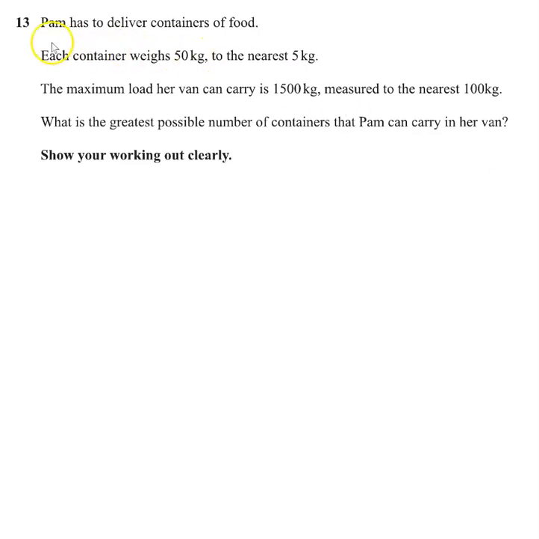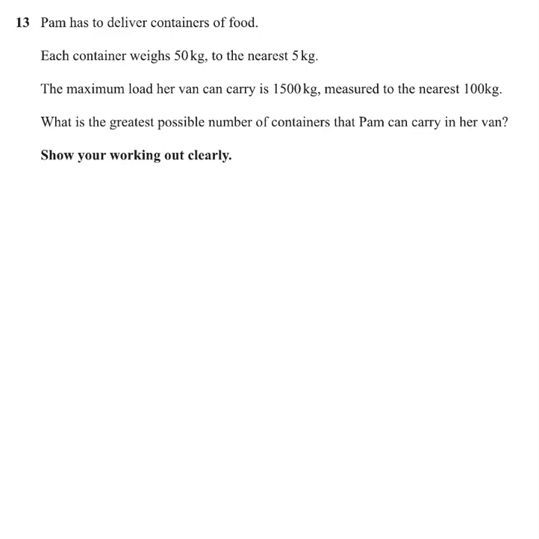Okay, for question 13, it says Pam has to deliver containers of food. Each container weighs 50 kilograms to the nearest 5 kilograms. The maximum load her van can carry is 1,500 kilograms measured to the nearest 100 kilograms. What is the greatest possible number of containers that Pam can carry in her van?